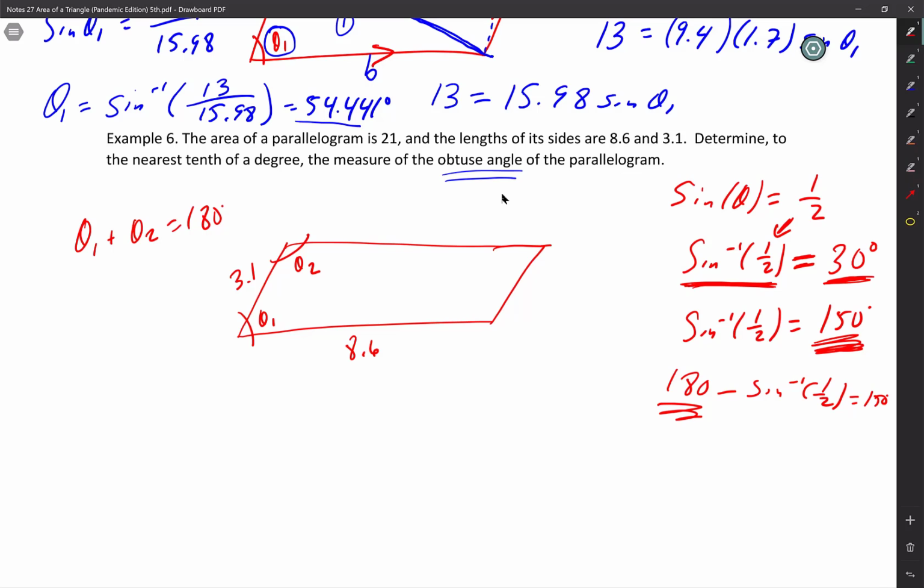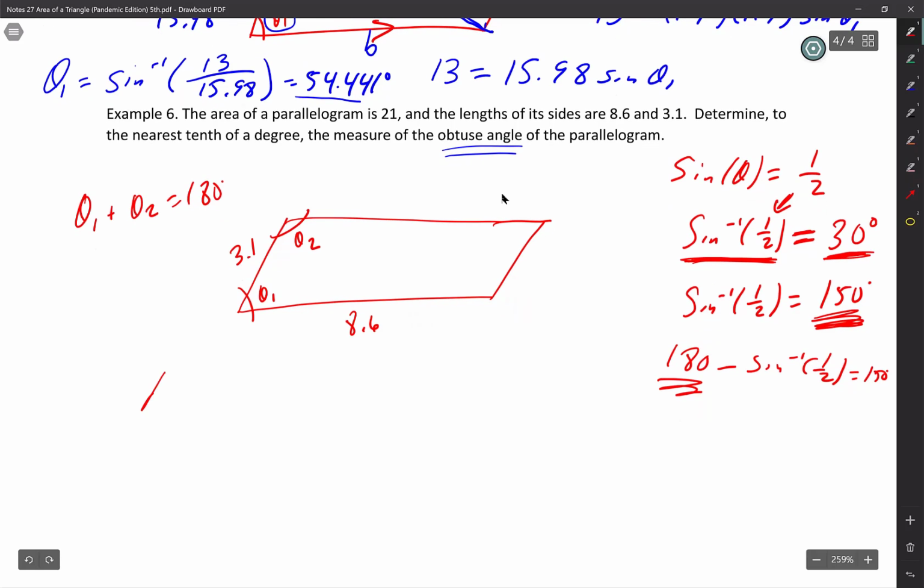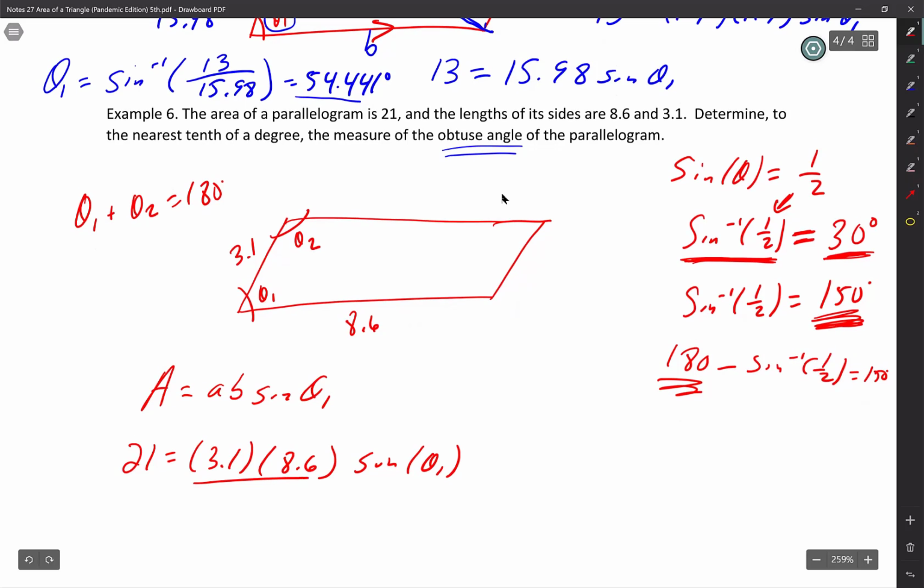Okay, and don't worry, I'm going to go slow. So here we go, guys. All I'm doing is this. Area is equal to AB sine theta 1, and you can also say theta 2, and it actually will work. But I'm going to find theta 1 first. So here we go. My area is 21. And let's see, 3.1 times 8.6 sine theta 1. So go ahead and multiply the 3.1 times 8.6. I'm going to do it here on the side, guys. 3.1 times 8.6, and I got 26.66.